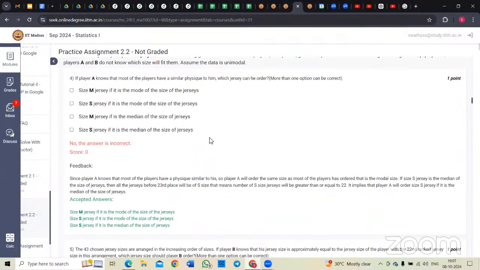Okay. So the question is, if player A knows that most of the players have a similar physique to him, okay. Player A is saying that whatever players there are, what do most of the players choose? If we have 10 people, what do those 10 people choose?